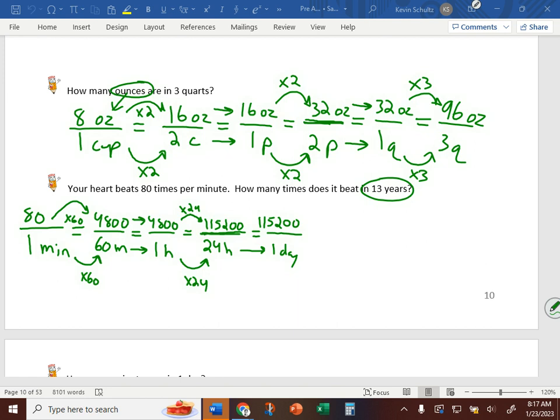Where are we going next? There's going to be a big scale factor here. Years. Okay? How do we get from days to years? Times by 365. Exactly. Right? Next comes a scale factor. We're multiplying by 365. And I'm going to make this longer. What is 115,200 times 365?